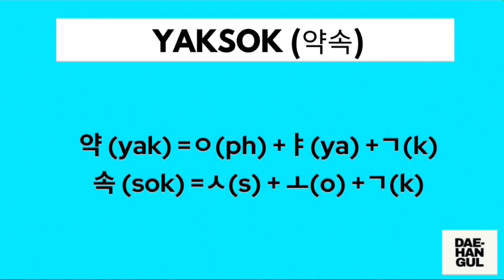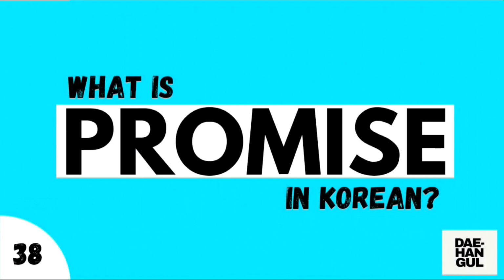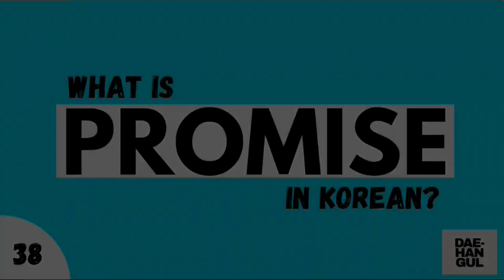How do we write 약속 in Hangul? This is composed of 2 syllables. Let's start with the first one. First, we need to draw a no-sound ieung, followed by the ya character, followed by the giyeok character. For the second syllable sok, we need to draw first the siot character, followed by the o character, followed by the giyeok character. And then we just need to combine them to form the Hangul of 약속. And with that, you already know what is promise in Korean.